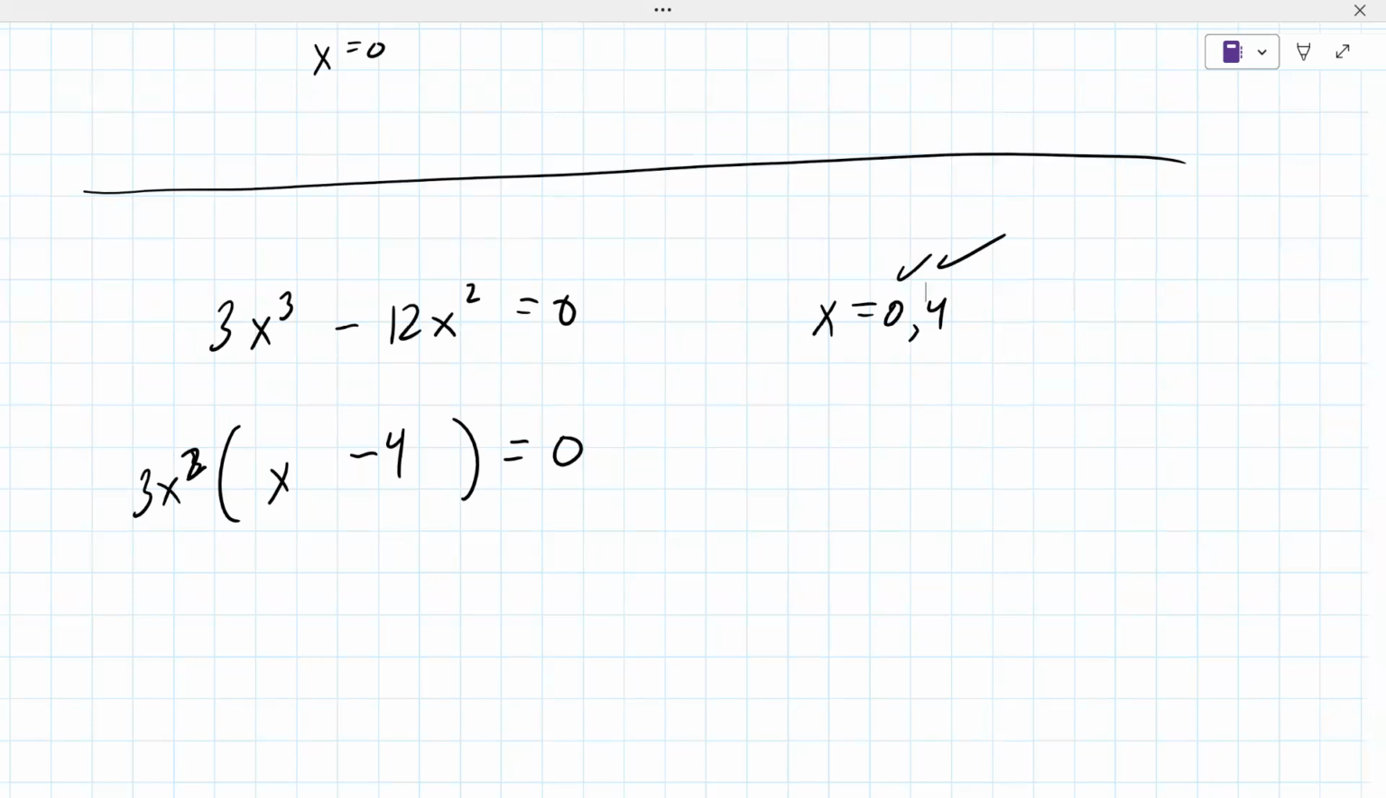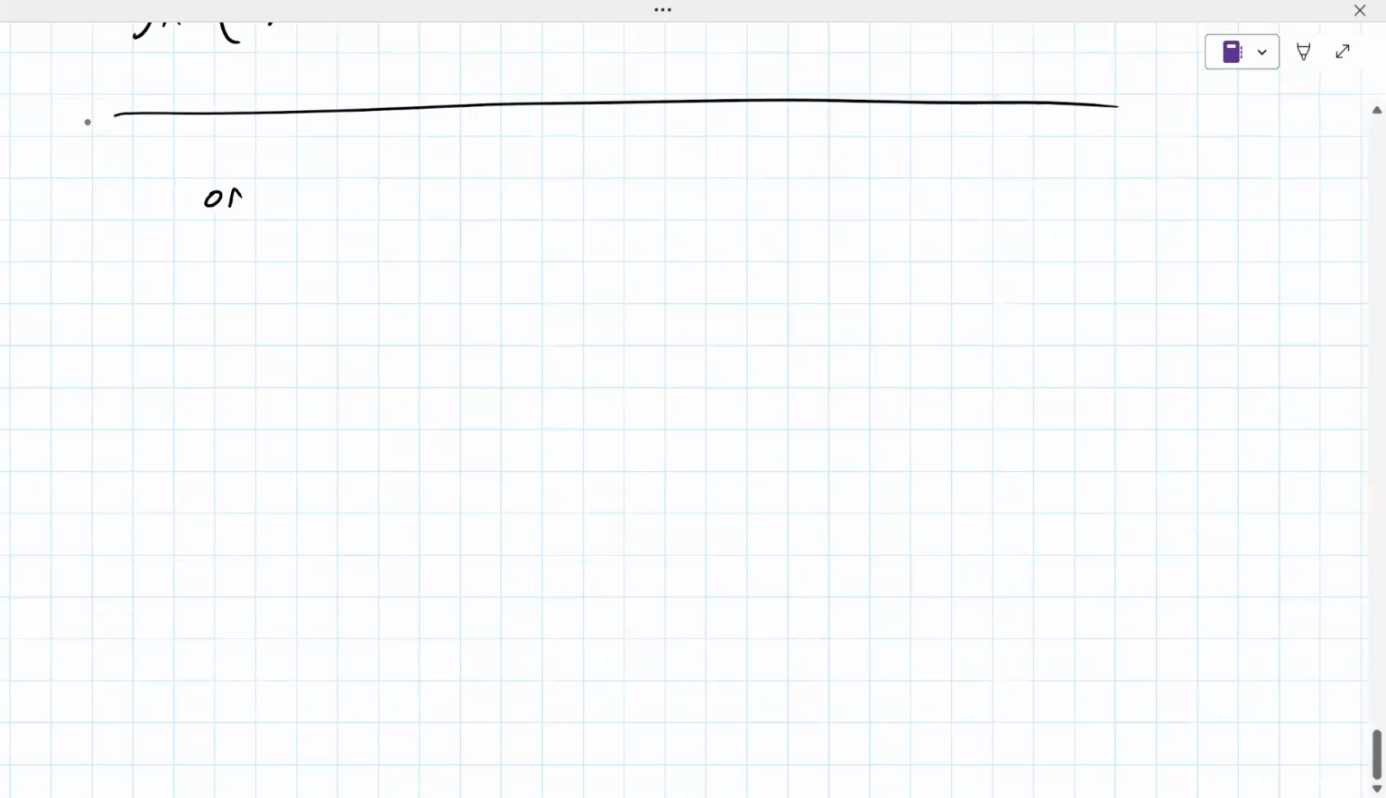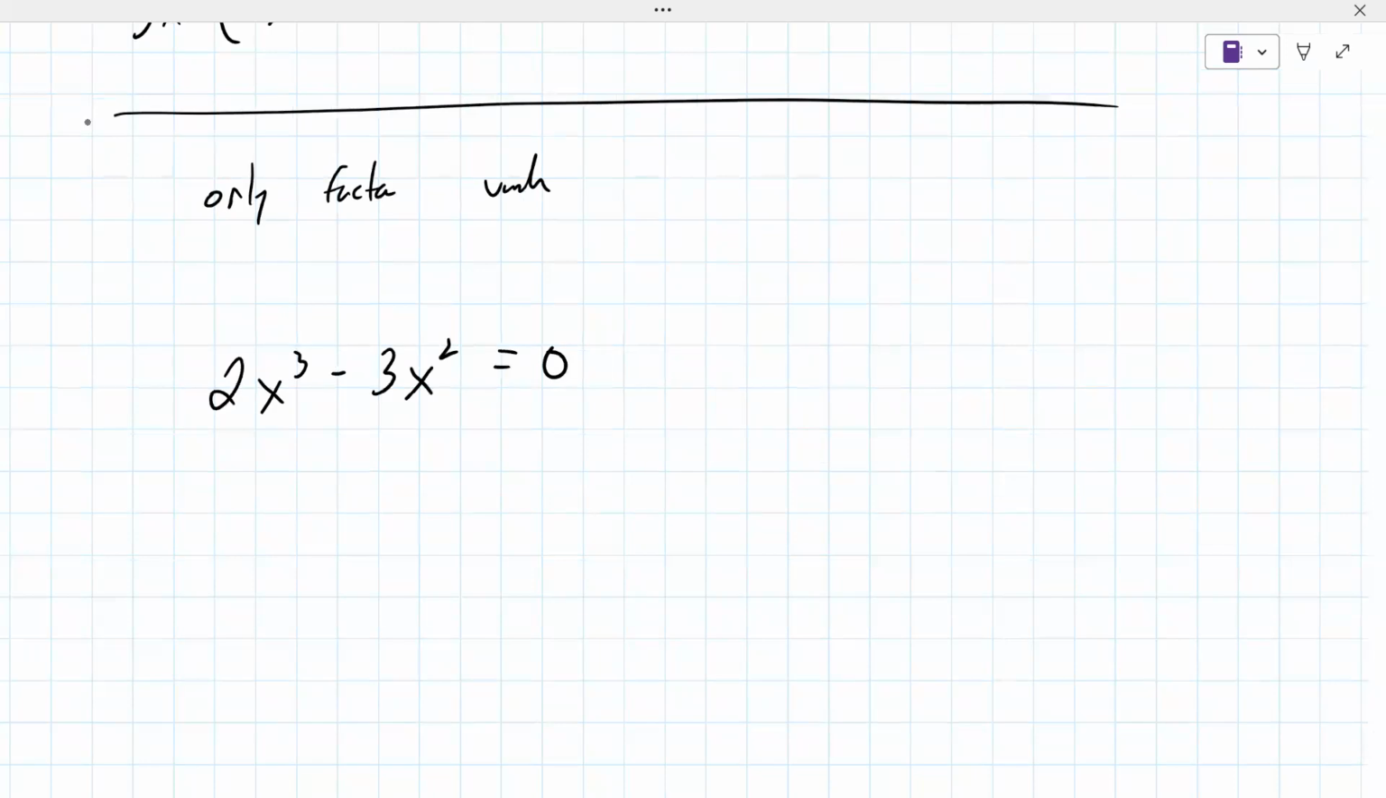Okay. Here's one more to try. Sometimes you can only factor the variable, which we've done a few times, but here's one. 2x cubed minus 3x squared equals 0. Like I said, sometimes you can only factor the variable. There's not a number that goes into both. Okay.